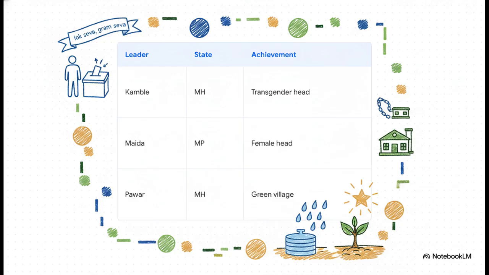Next, there's Vandana Bahadur Maida from Madhya Pradesh. She completely defied strict patriarchal norms to become the very first female Sarpanch in her Bhil community, and went on to drastically improve local education and sanitation.